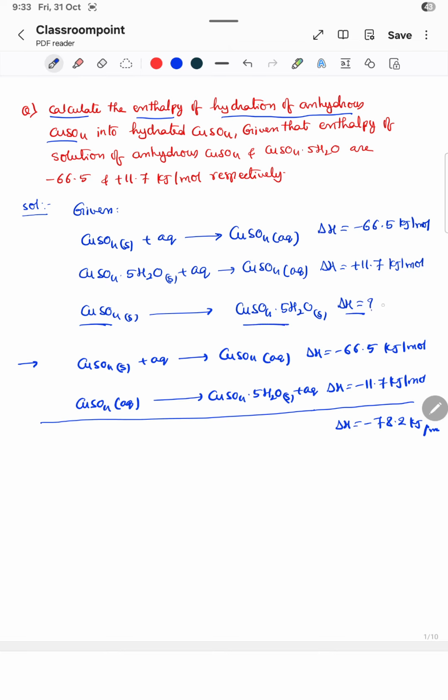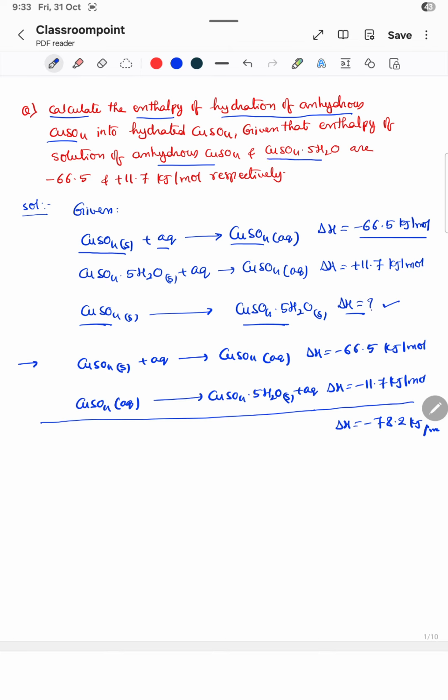For that purpose, how much energy is required? This has to be calculated. And the given data is the enthalpy of solution of anhydrous copper sulfate. That means when copper sulfate without water is dissolved in water, it completely becomes copper sulfate aqueous. For that purpose, the enthalpy released is minus 66.5 kilojoules.